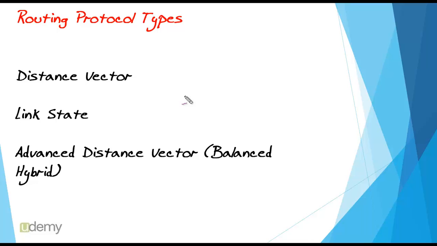In the next perspective, we divide routing protocols into 3 categories: distance vector routing protocols, link state routing protocols, and advanced distance vector or balanced hybrid routing protocols. Let's compare these protocols. The main difference between these categories is the criteria for selecting the best route, or metric. In distance vector routing protocols like RIP, the best route is the route which has the fewest routers in between, or we call it hop count. As we mentioned before, hop in routing terminology means router.